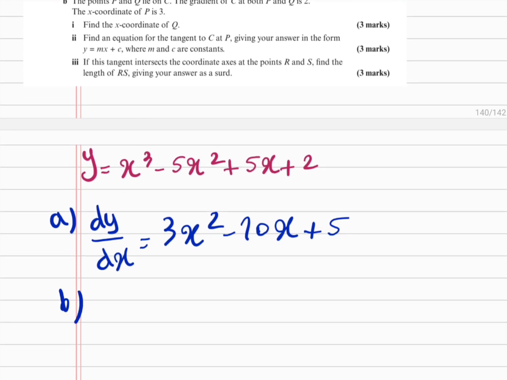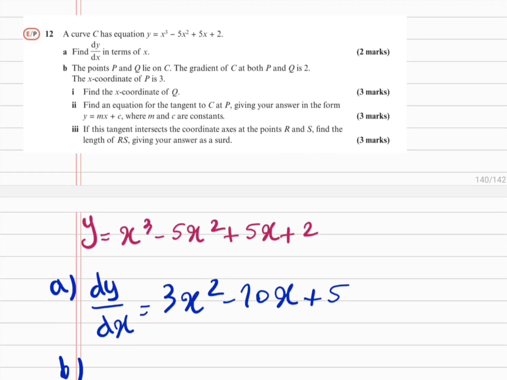And so in part B we have 2 points P and Q, which are on C, so they're on the curve. The gradient of C at point P and Q is 2, and the x coordinate of P is 3. So we want to find the x coordinate of Q.